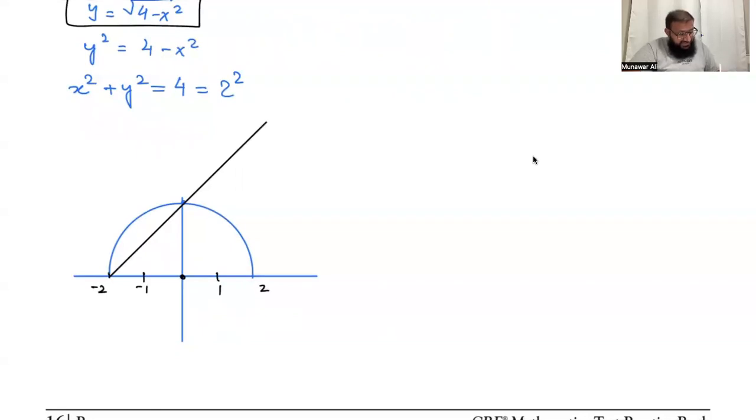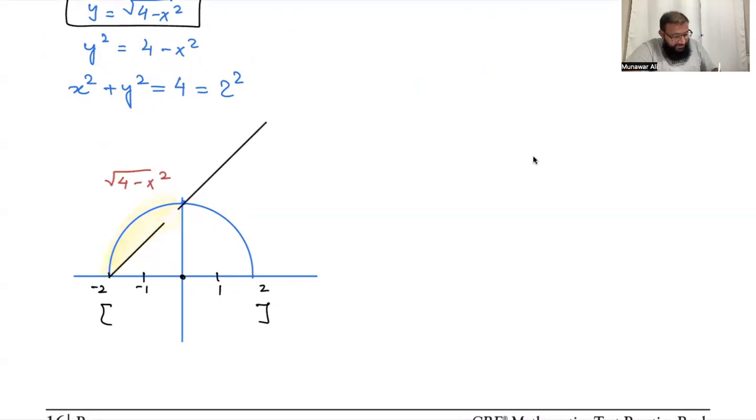I'm only interested between negative 2 and positive 2, and I have to integrate this function between negative 2 and positive 2. But the function is defined by using two pieces. I have to take the maximum of the pieces. Now you can see, from this lower black line and upper blue line, the maximum is the upper blue line. So from negative 2 to 0, my function is defined by the square root of 4 minus x square.